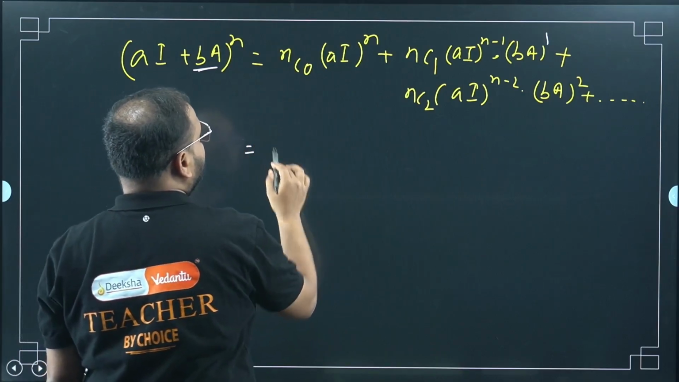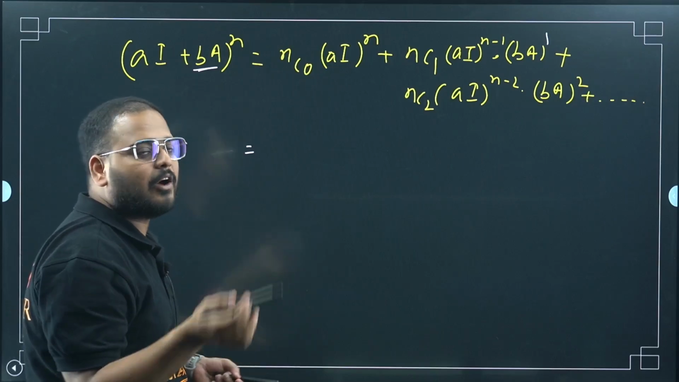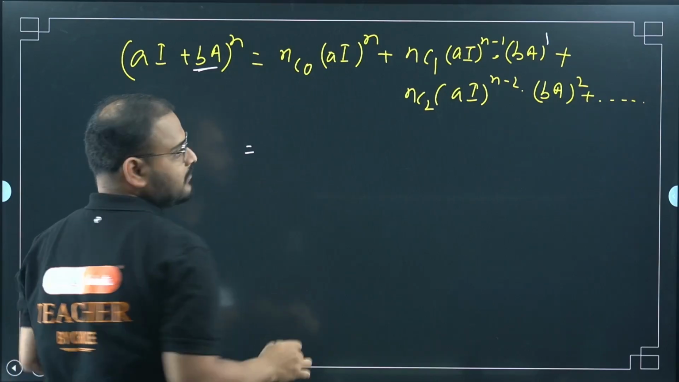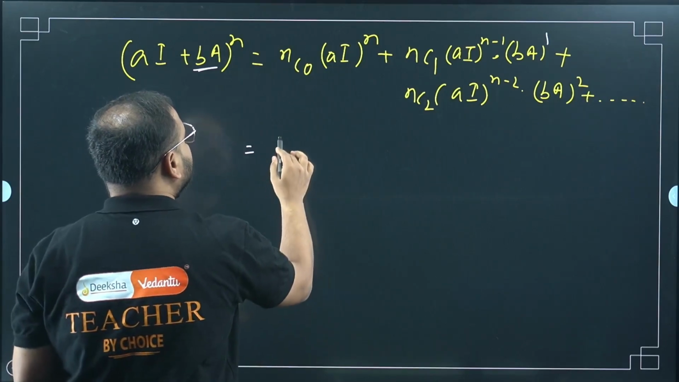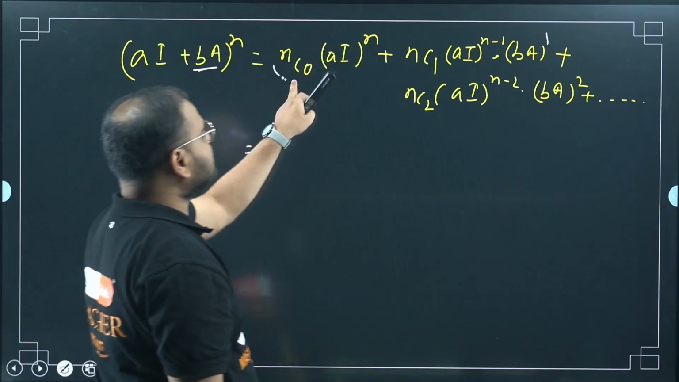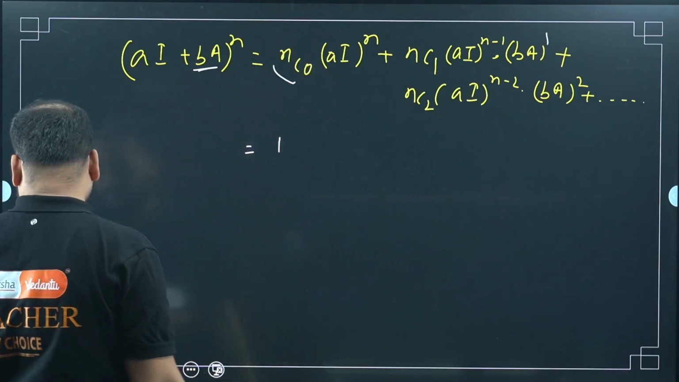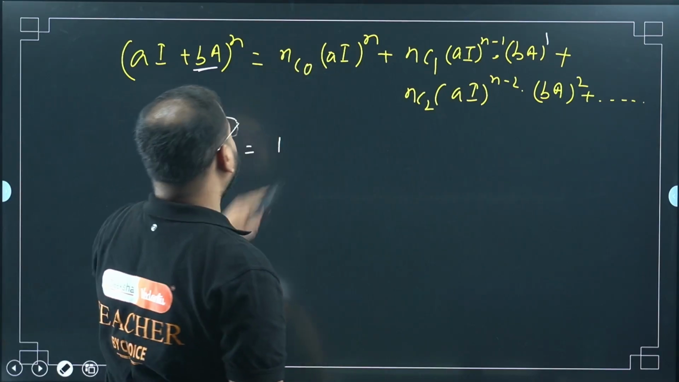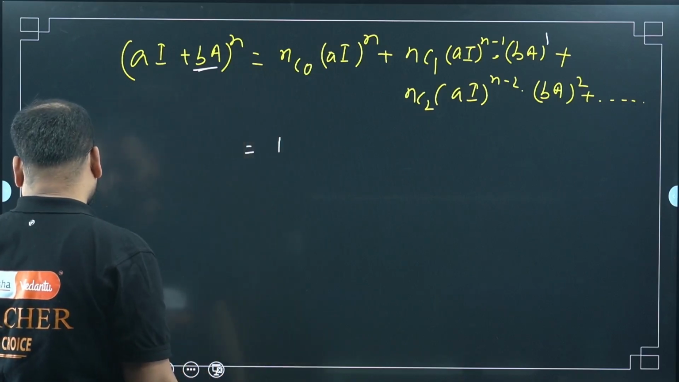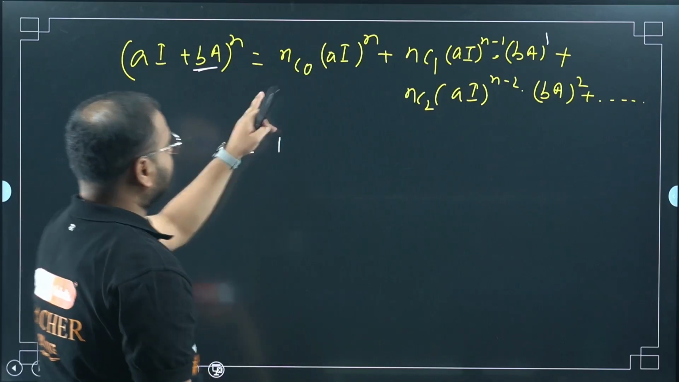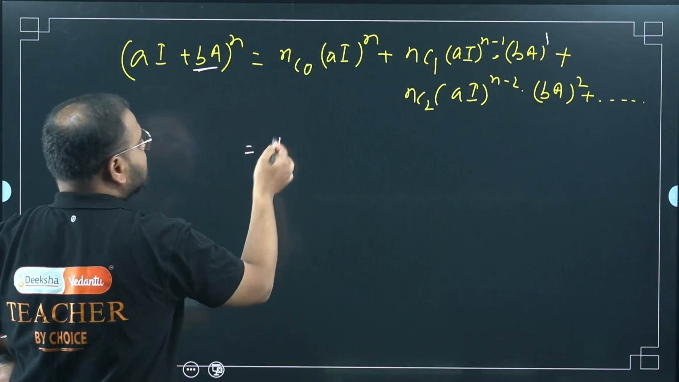nc0 will be what? How many ways can you pick nothing out of n? One way. I don't have to pick anything, right? So nc0 is simply 1. What is the meaning of nc0? How can you pick nothing out of n? So there is only one way to do it. So nc0 is simply 1.